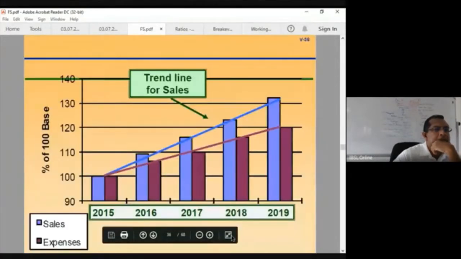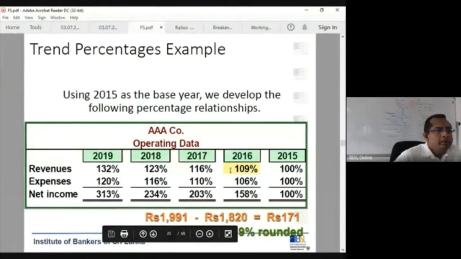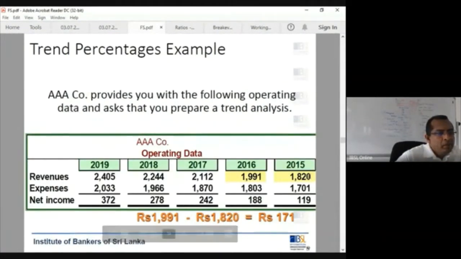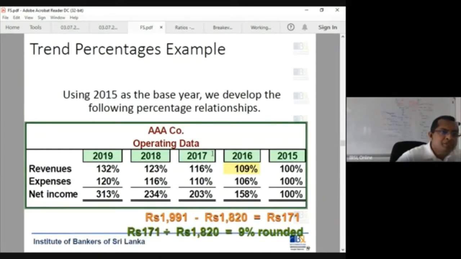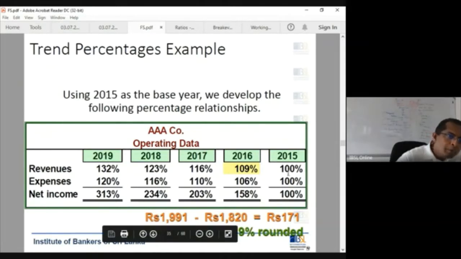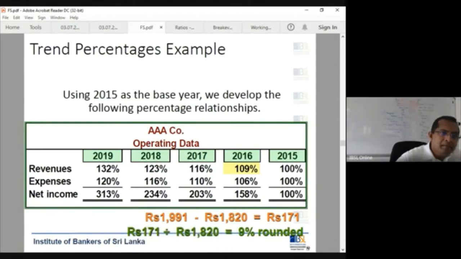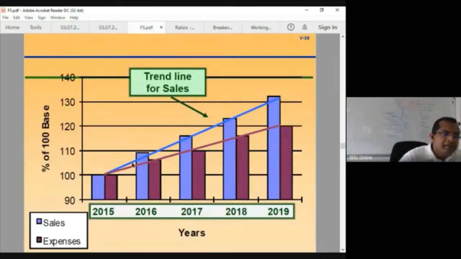This is the trend percentage. Maybe turnover. We are comparing revenue over a longer period of time. 2015 it was 1820, 2019 1991, 2112, 22442. This is how it has changed, right? So next slide, we will take what is the percentage change in each year compared to the base year. How has the sale changed compared to the base year? From here, if it is the 0th year, 9% growth. From here, 16% growth, 23% growth, 32% growth. So there is a trend. See, this is the trend.